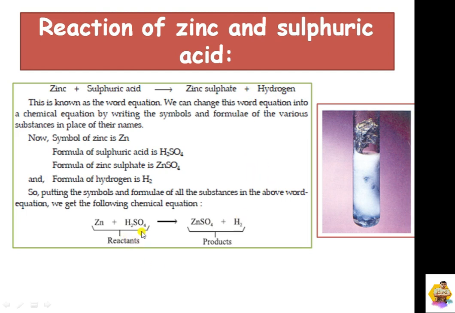By doing this, we now get an equation which we can call a chemical equation, not a word equation. In this chemical equation, the things which are on the left hand side are called reactants, and those things which are on the right hand side are called products.